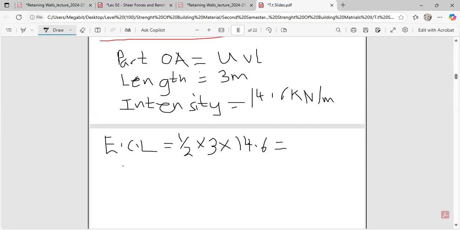So at the end of the day, what are we going to get? Someone should quickly do that for me. If you fail to add the units, you will be penalized. So please, after punching, what are we getting? 21.9 kilonewton. So you're going to get 21.9 kilonewton.